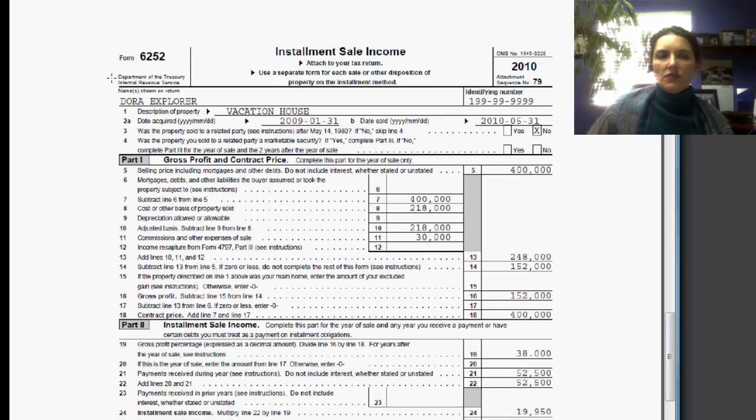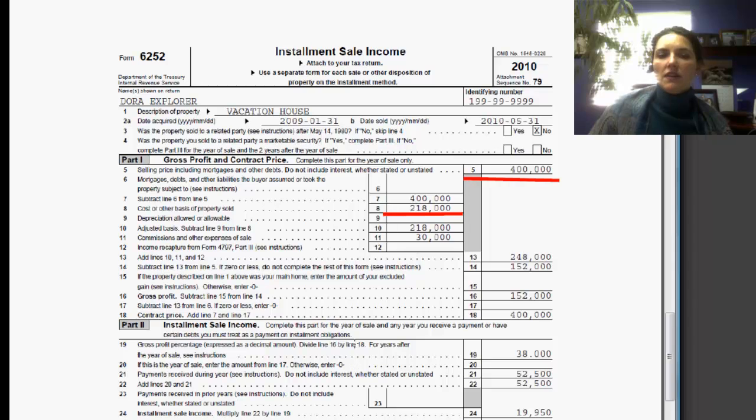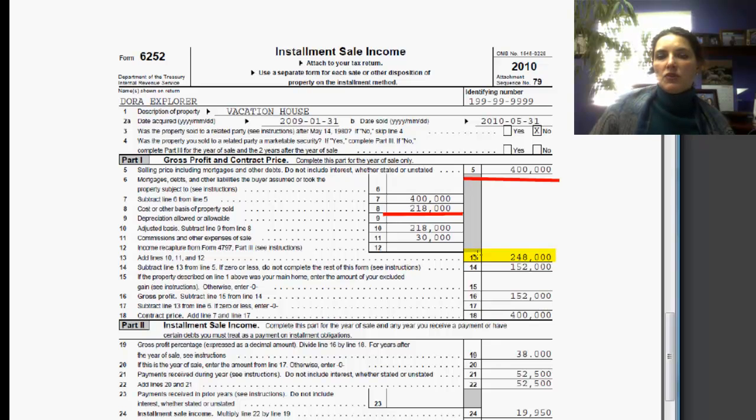And here is Dora's finished 6252, showing all of the entries that I just explained to you. Here we have, on line 5, we've entered the gross sales price of $400,000. On line 8, we've entered the cost basis of the property. On line 11, we've entered the expenses of the sale. And we take expenses of the sale and add those to the cost basis in the property to get the amount that we will then enter on line 13. Line 13 is subtracted from line 5 to give us our net gain on the sale, and that's $152,000 of gain. Next, we take $152,000, divide that by $400,000, and we get our gross profit percentage of 38%.